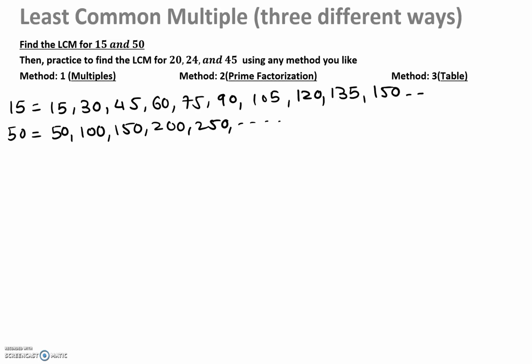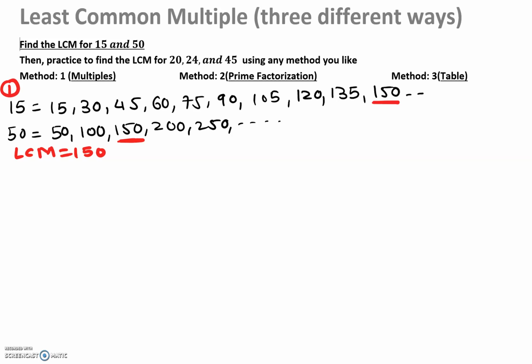Notice, we're looking for the least common multiple. So in these two numbers, we found the multiples of them. Which multiple is common and the least one? So the common and least multiple is 150. So with the first method, our LCM is 150 using method 1.